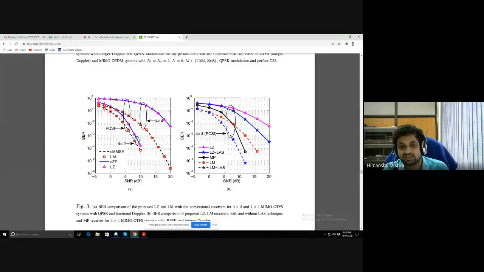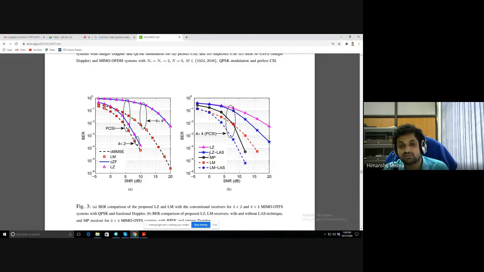You see here, this is message passing. This black one is a message passing algorithm. We have done it for the MIMO system. This one is low complexity. So what we have done is low complexity zero forcing.